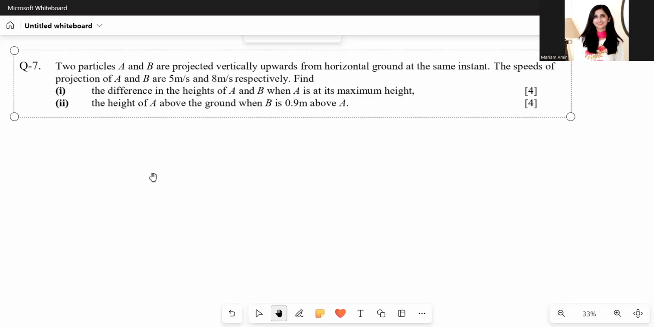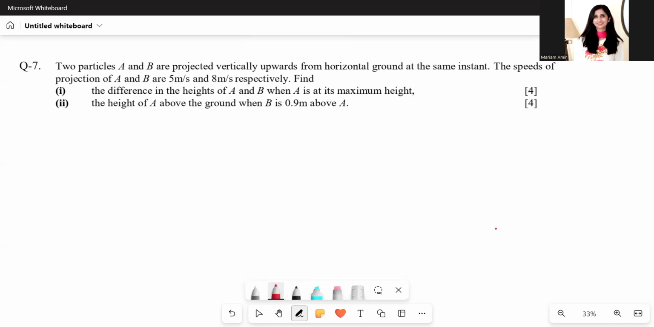Question number 7. Two particles A and B are projected vertically upward from horizontal ground at the same instant. The speeds of projection of A and B are 5 and 8 meters per second. Okay, so let's say there's an object A. It's going upwards with the speed of 5 meters per second. So that will be U. And since it's going upwards, its acceleration is going to be minus 10 meters per second square.